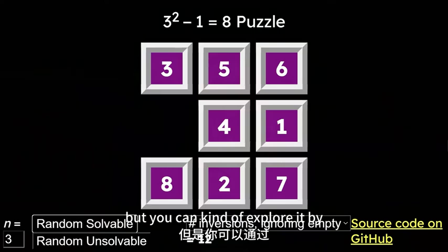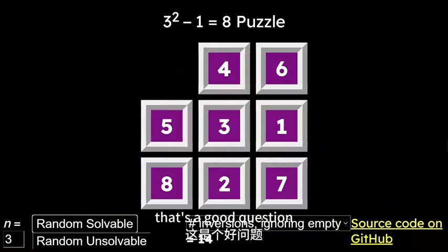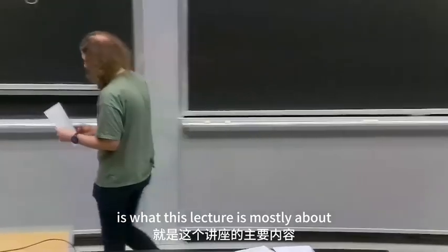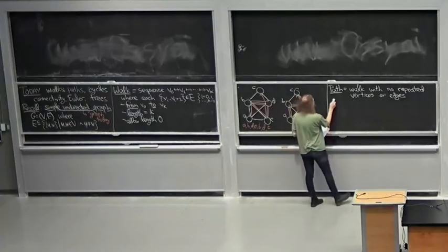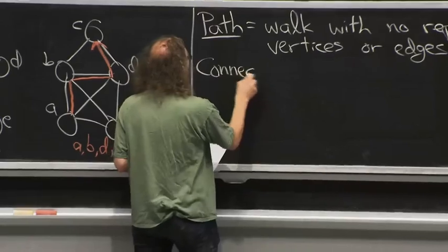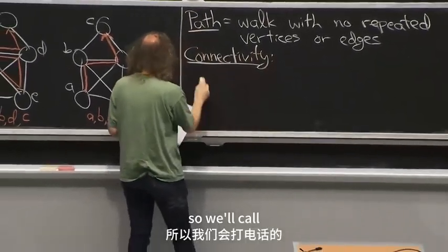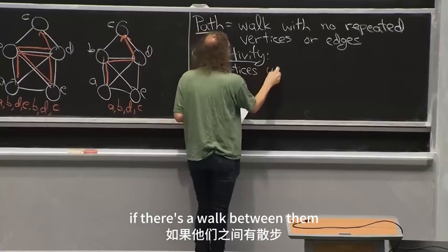But you can kind of explore it by moving around. Can you get everywhere? That's a good question. And that's the next topic. Connectivity is what this lecture is mostly about. So let's talk about connectivity. So we'll call two vertices connected if there's a walk between them.